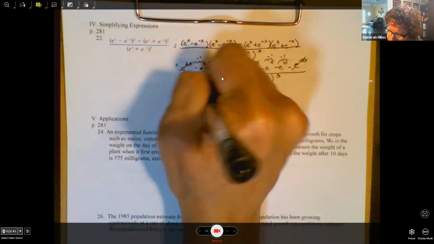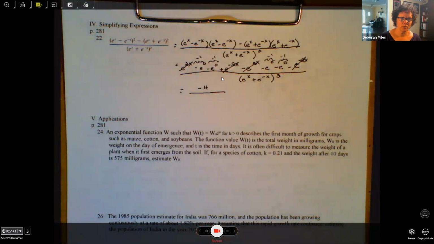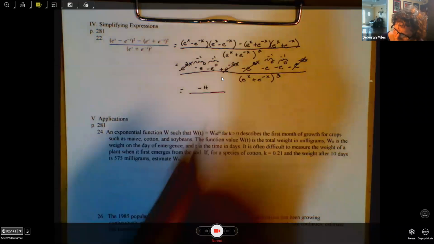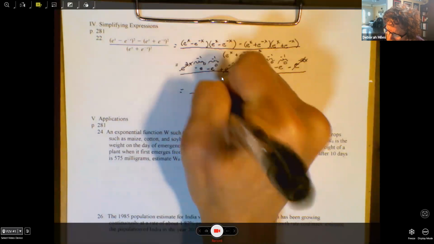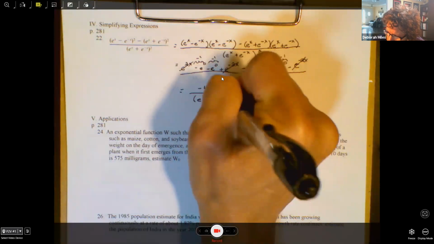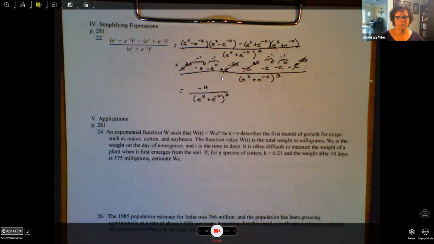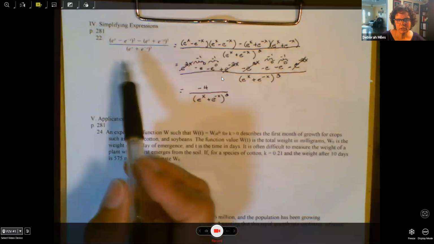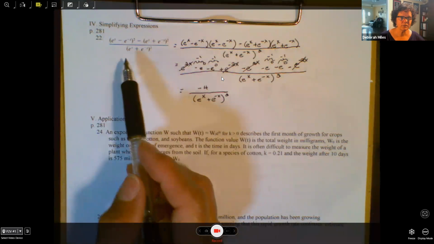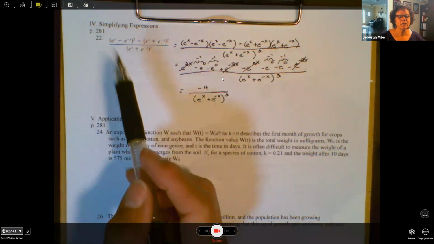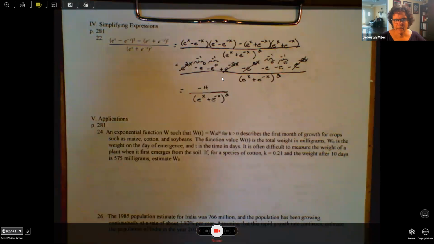Lo and behold, that whole numerator is just -4. -4 over e to the x plus e to the negative x, squared. We run into expressions that look like this in calculus all the time, so you have to get comfortable with working with e to the x's or e to the negative x's.